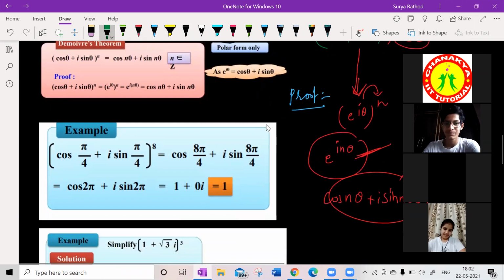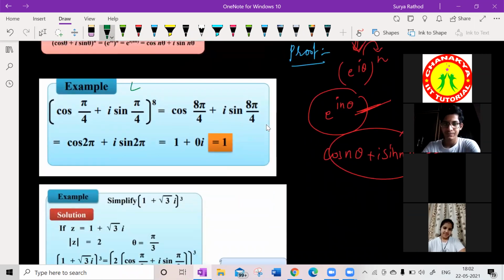Let us solve an example now. We'll go with the example: cos pi by 4 plus i sin pi by 4, whole to the power of 8.